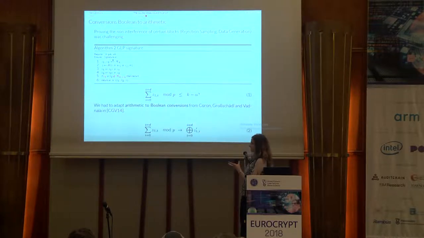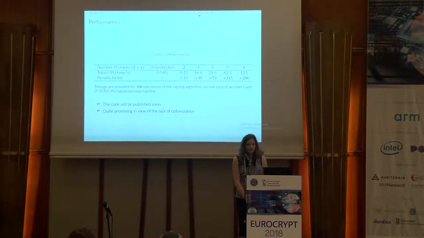So we used a work from Coron, Groszschädl, and Vivek in 2014, which converts an arithmetical masking into a Boolean masking. We used this to convert it to the Boolean masking to get what we wanted, to know if it was lower or higher than this value.